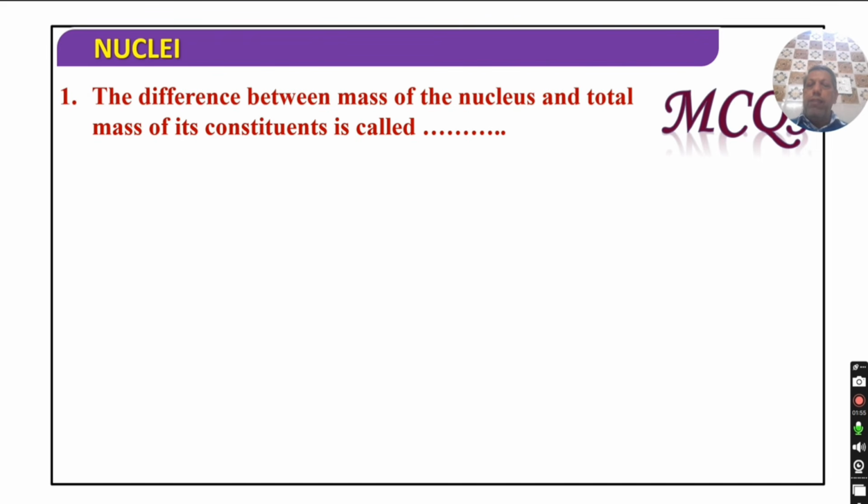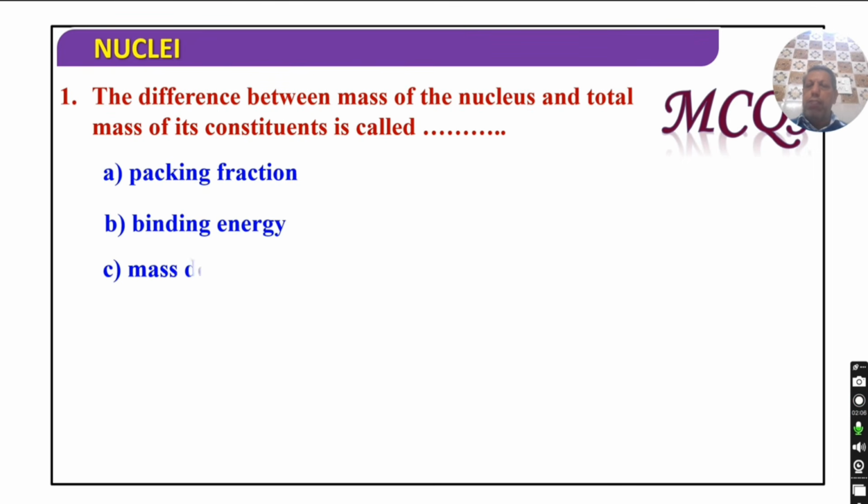Now, there are some MCQ type questions on the basis of this chapter. The difference between the mass of the nucleus and the total mass of its constituents is called dash. A, packing fraction. B, binding number. C, mass defect. D, mass energy. And the correct answer is mass defect, because we have studied that mass of nucleons minus mass of nucleus is called mass defect.